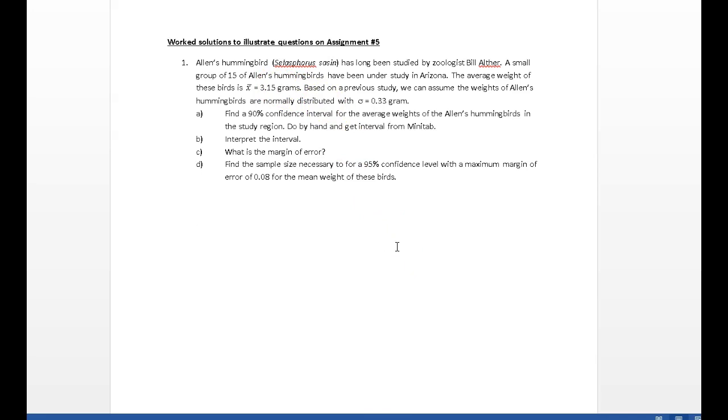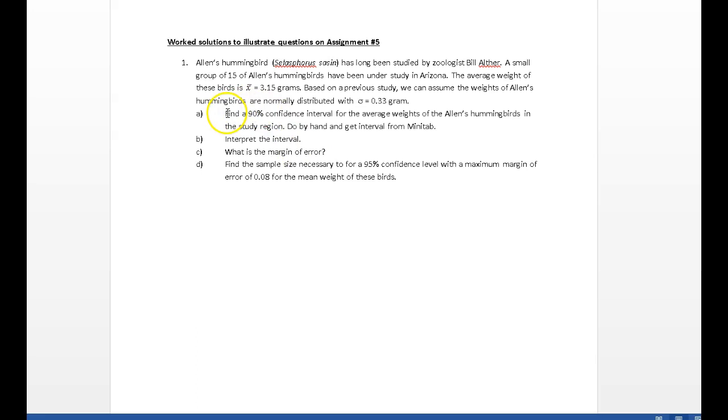Based on a previous study, we can assume the weights of Allen's hummingbirds are normally distributed, so we're told that up front. And another critical piece of information here is we are told the true population standard deviation. My sigma value is 0.33 of a gram.